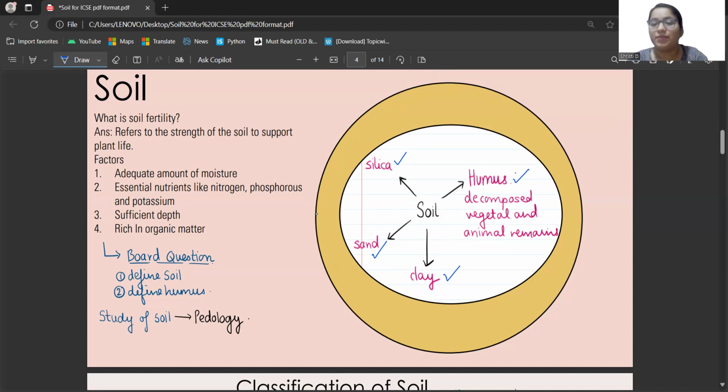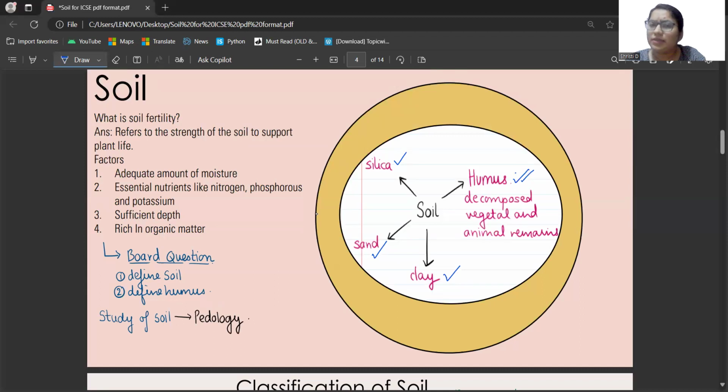Apart from that, you also have something called humus. Humus is nothing but decomposed vegetal, plant and animal remains. Whatever animals or plants have lived on the surface of the earth, they decompose when they mix in the soil. And when they mix in the soil and decompose, they form something called humus. That is the entire gist. This is what makes up the soil.